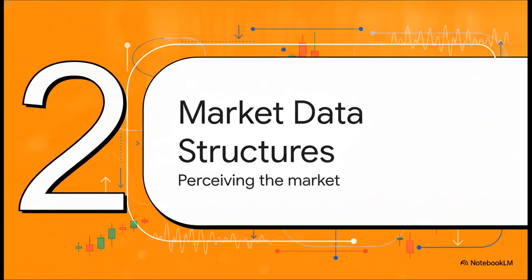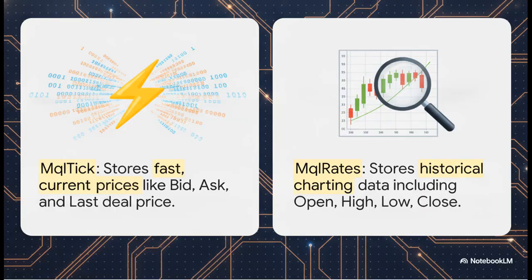Moving on to Section 2, Market Data Structures. How do our automated programs actually perceive the live market? Your EA looks at price through two completely different lenses, MqlTick and MqlRates. If you want to build a historical signal analyzer, say calculating a moving average over the last 50 candles, you're going to need MqlRates. That gives you the open, high, low, close, and volume for a specific time frame. It's the history book. But for lightning-fast execution right now, you have to pull current prices using MqlTick. This structure grabs the exact bid, ask, and last deal price for this literal millisecond.